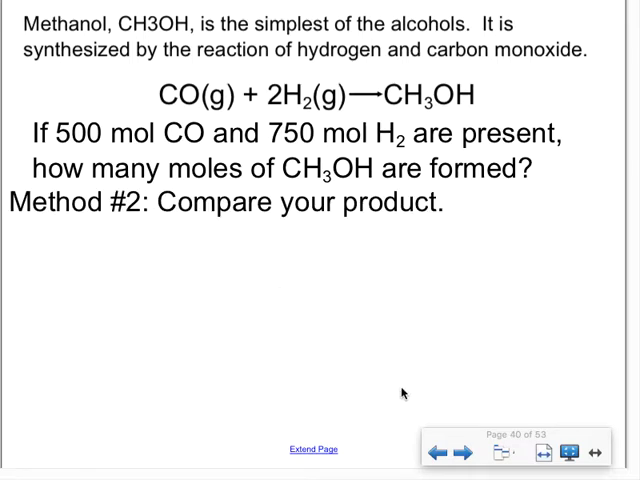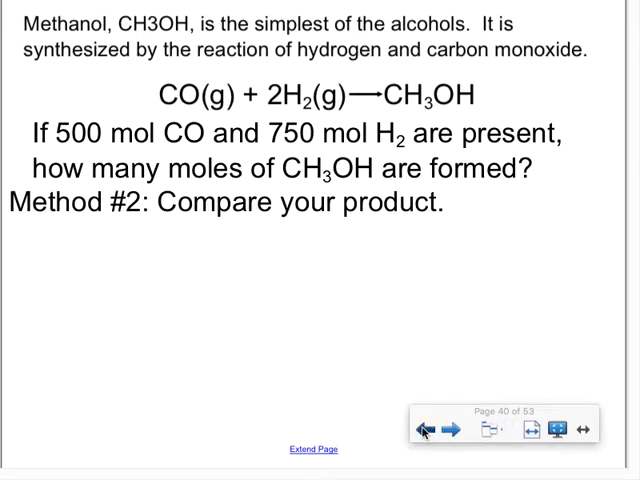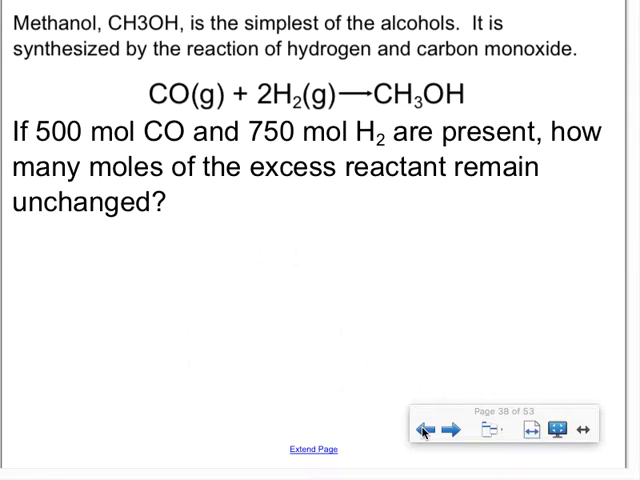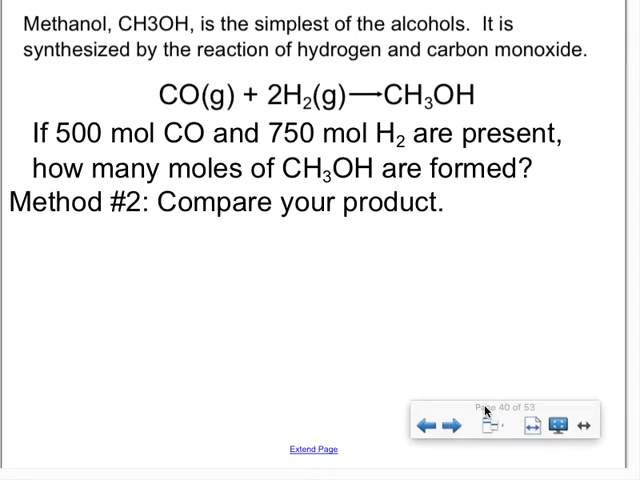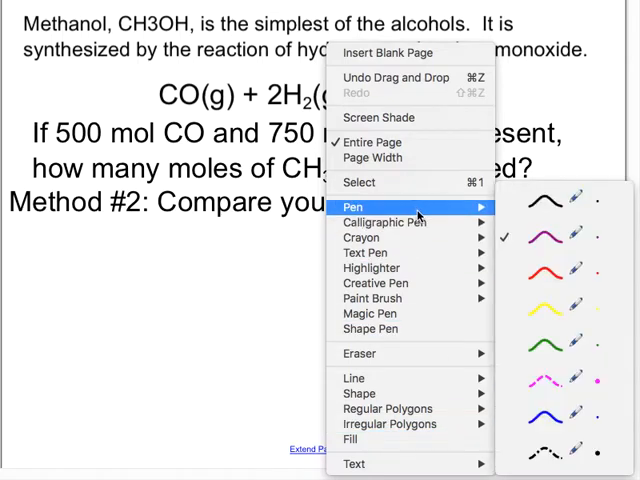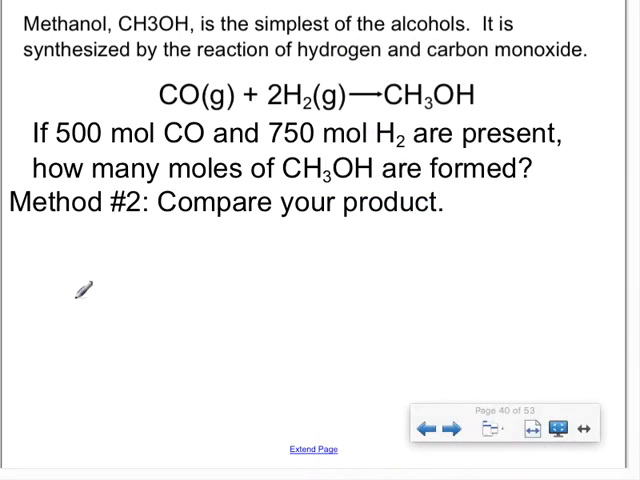Okay, now your book, this is the way that your book teaches you. So I went this route. I have never been taught this route. I'm going to show you method 2, and you can pick which method you prefer. This one, I don't know, I think it's a little bit more thorough, but it's up to you. So here we go. I'm going to get a pen here and do it on the board. Compare your products for method 2.